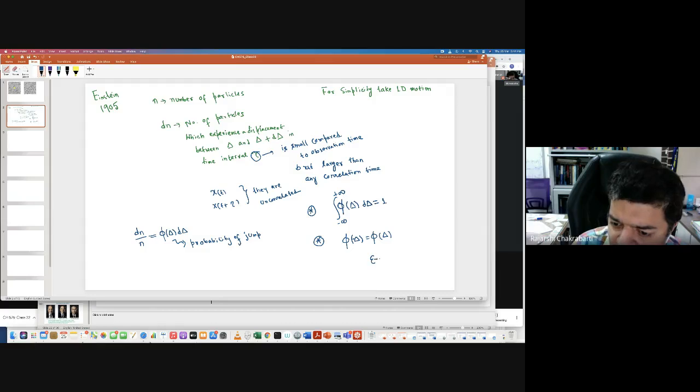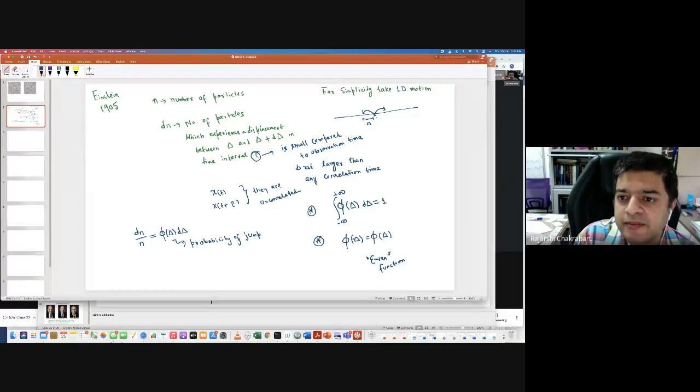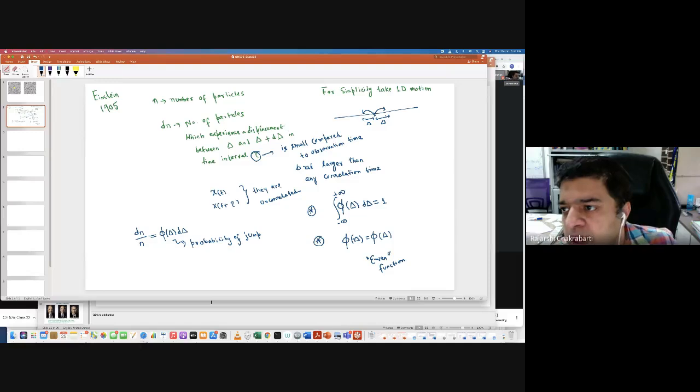It has to be an even function. Why? Because you are on a line, for example. You start here. You can jump in this direction, you can jump in this direction. Both the distances are, say, delta. This is your origin. So jumping towards your right and jumping towards your left should be of equal probability as long as your jump lengths are the same. Is this clear?